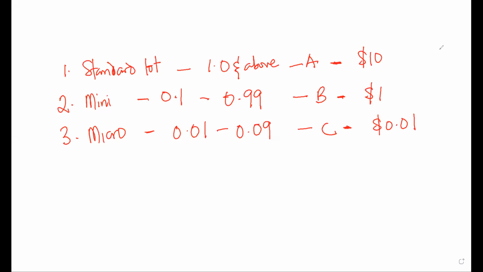If these three traders, trader A, B, and C, took the same trade of 50 pips, what will happen? It means that trader A will make $500, 50 times 10, right? Trader B will make how much? $50, and trader C will make $5.